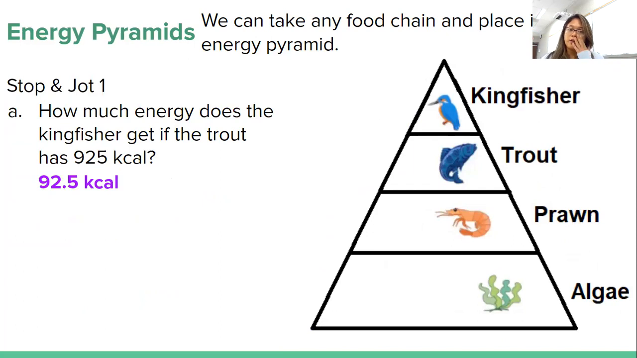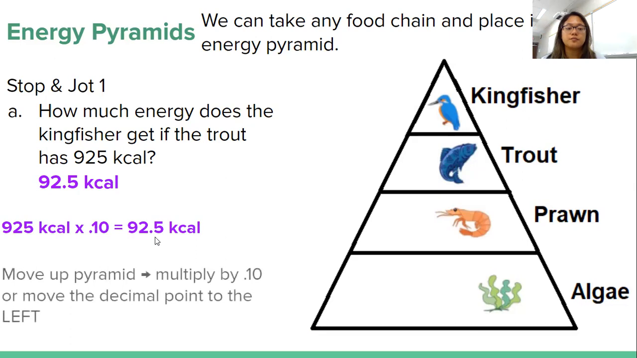So remember, when we're going up the food chain, or up the energy pyramid, you're only passing on 10% of the energy. So how did we get 92.5 kilocalories? Well, if the trout has 925 kilocalories, only 10% can be passed on. So it would be 92.5. So here's a little trick. If you move up the energy pyramid, always multiply by 0.10. Or you could actually move your decimal point place to the left. That's a little memory clue.